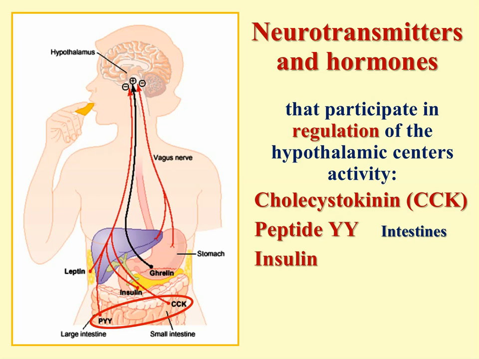Insulin is a well-known hormone whose main function is to regulate the glucose level, and it is secreted by the pancreas in response to a glucose increase in blood. This hormone, in addition to its peripheral effects, has a central effect on the hypothalamic center and, like the previously mentioned hormones, contributes to suppression of the hunger sensation and corresponding activation of the satiety center. So these hormones decrease hunger.